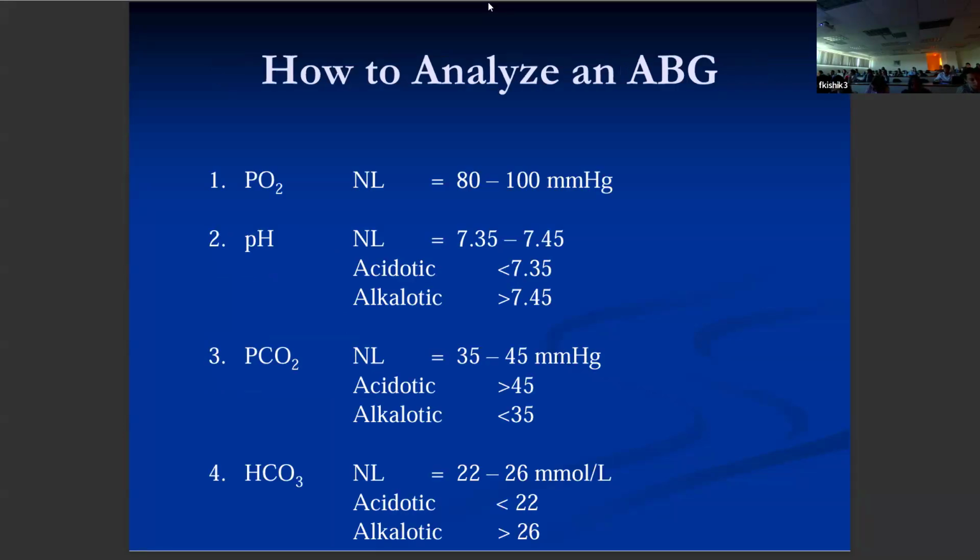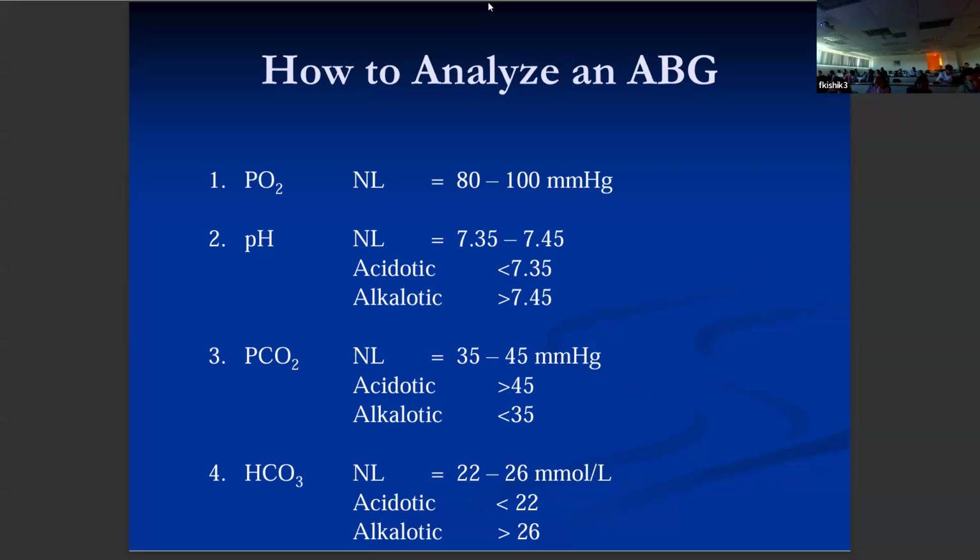pH, high, low, or normal. And if it's high, are they trying to compensate it? If it's low, are they trying to compensate it? Is it respiratory or metabolic? And if it's normal, did they compensate, or are they just fine? So we can always look at O2 and pH independently. These two guys, you have to look together. CO2 and bicarb, you want to look at them together.